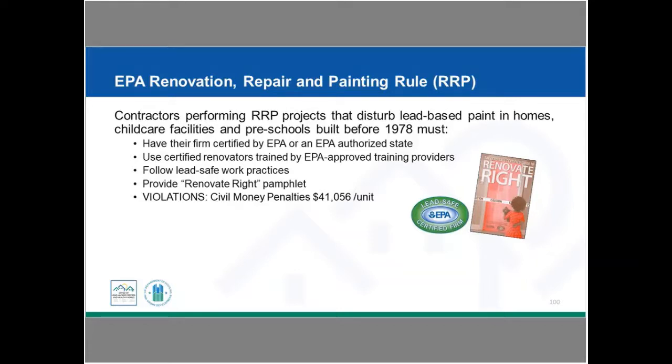The EPA RRP rule also requires that those firms follow lead-safe work practices. We're going to point out a couple of differences between the HUD rule and the EPA rule in a moment. It also requires, and I think we mentioned this in our first session, that a Renovate Right pamphlet be provided. And there are violations or penalties for failing to do that, which can be up to $41,000 per unit. So it's an important part of this.